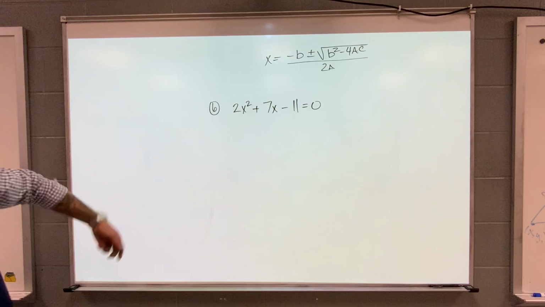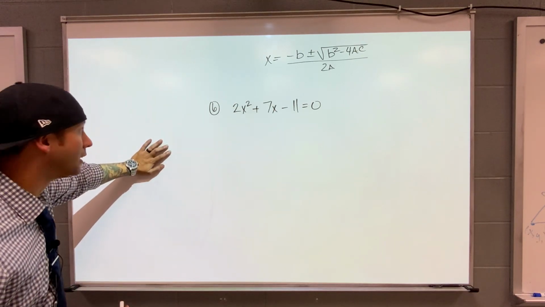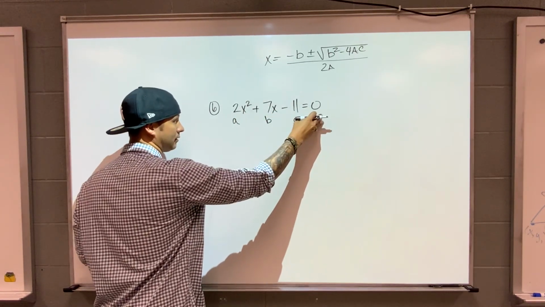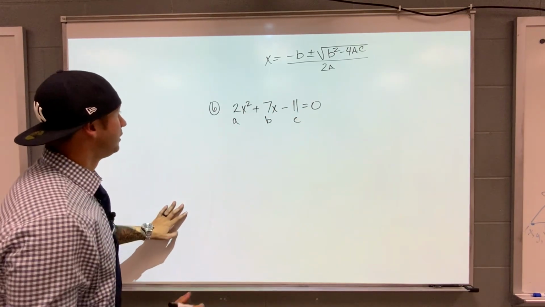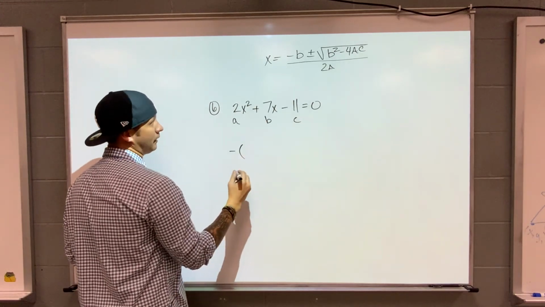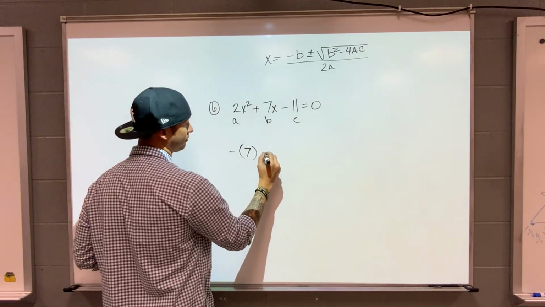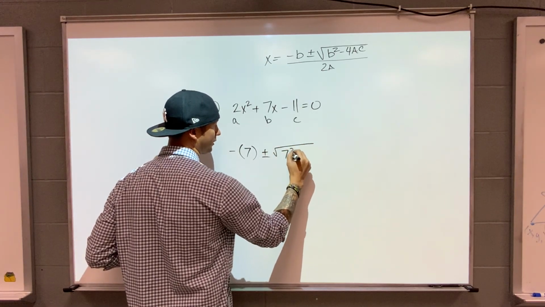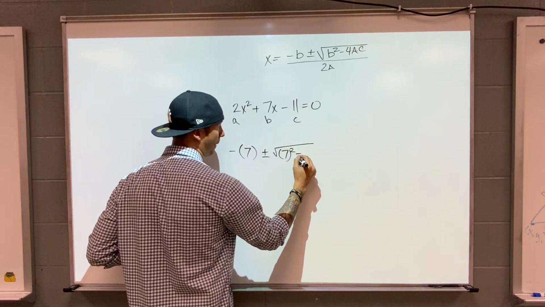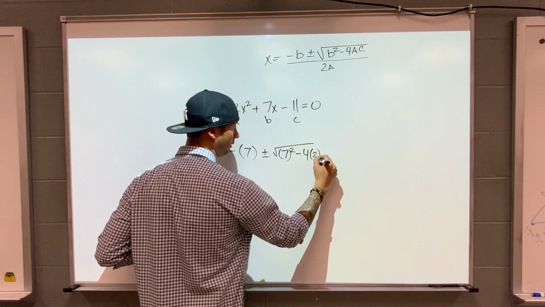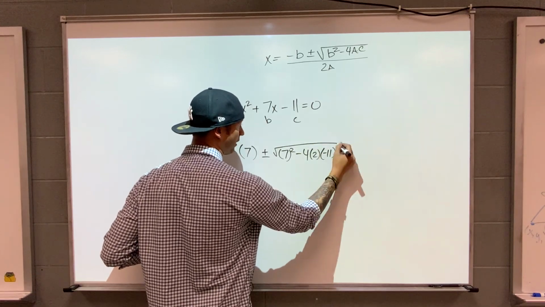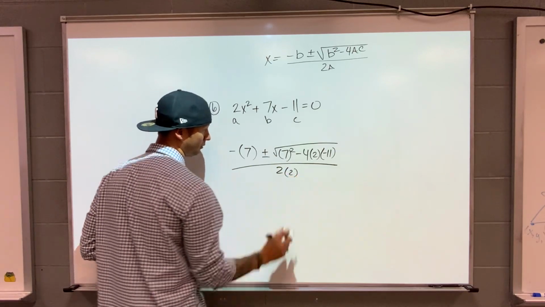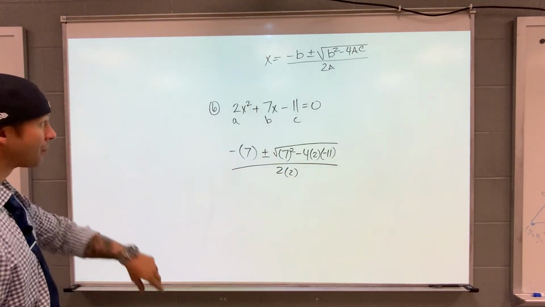Okay, number 6. 2x squared plus 7x minus 11. So A, B, C. Negative B, which is 7, plus or minus square root 7 squared minus 4a, which is 2, 11 for our c value, negative 11, all over 2 times a, which is 2, or which is 4, 2 times 2.